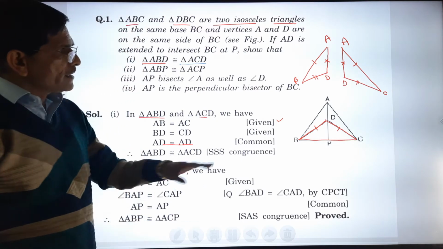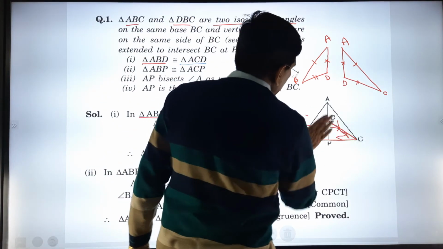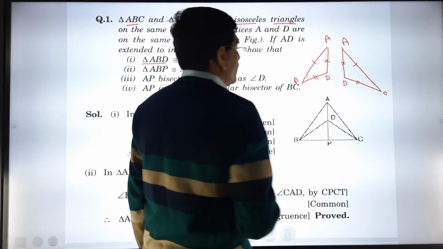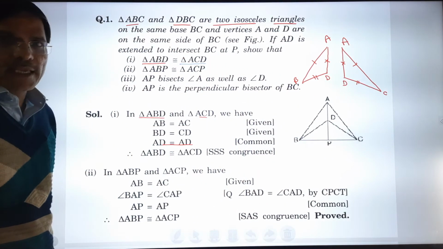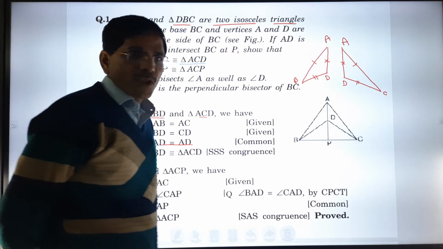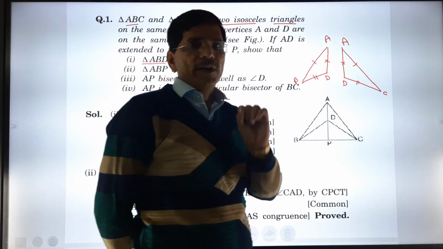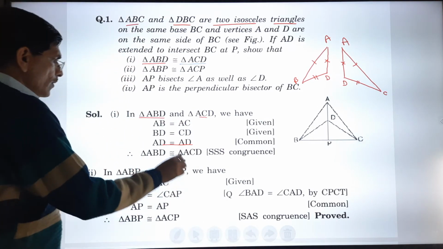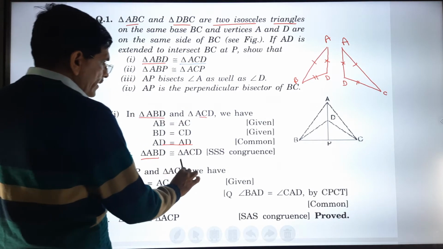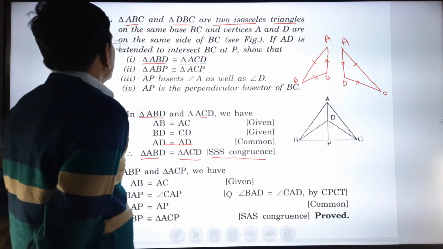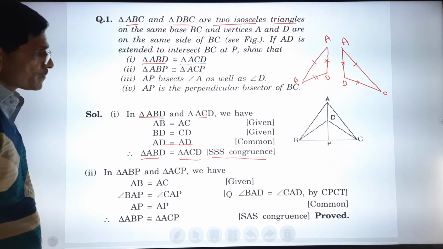So we can say these two triangles are congruent. Which two triangles? We can say ABD, or BAD, and CAD. The name of the triangle can be written either way. So triangle ABD and triangle ACD are congruent according to the SSS rule.